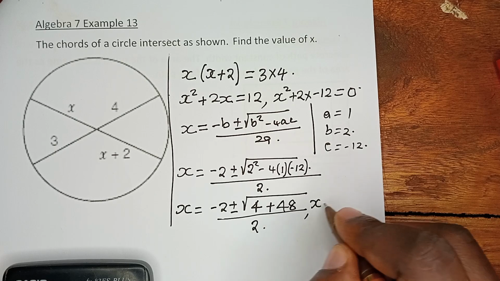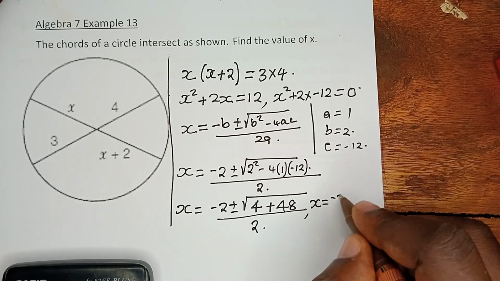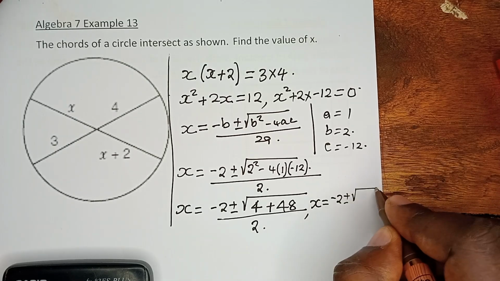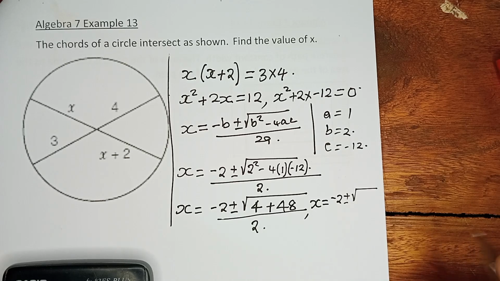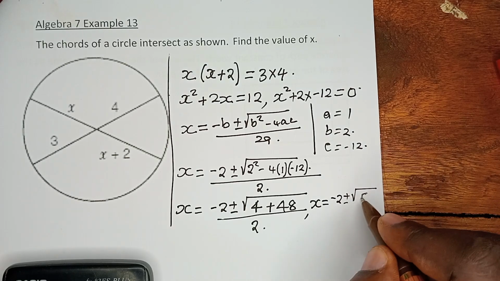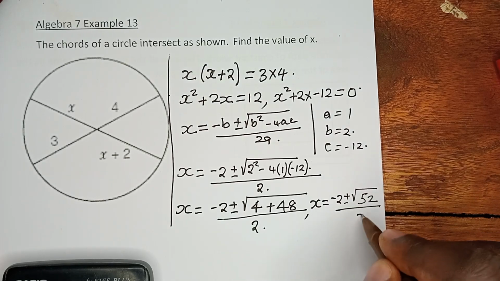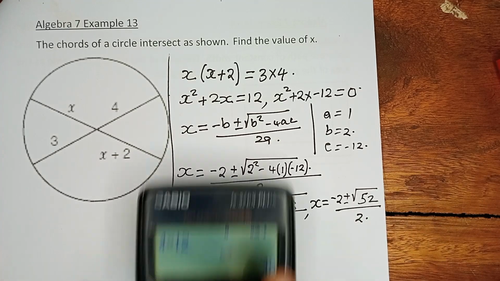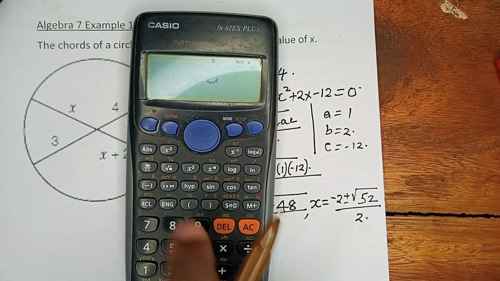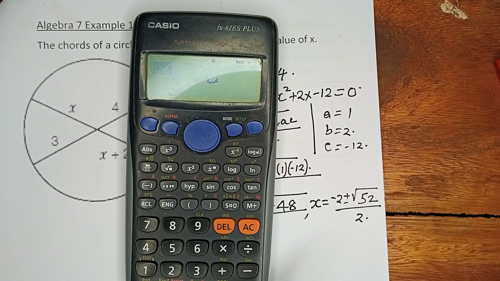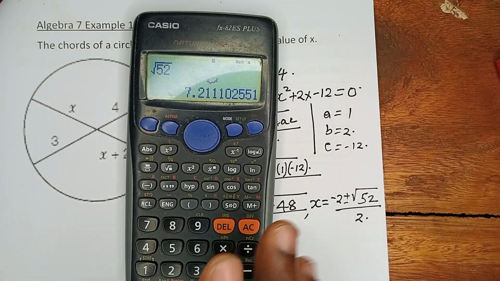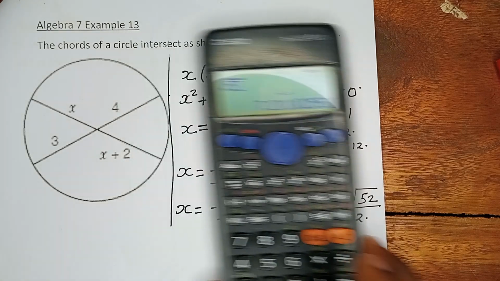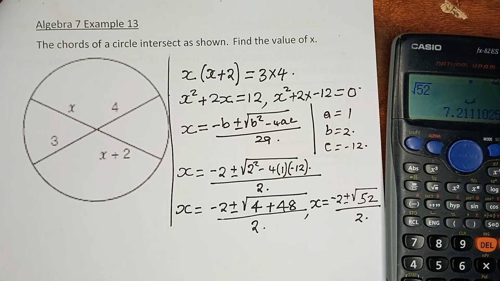But what is x now? Minus 2 plus or minus the root of what? 48 plus 4, the square root of 52. Everything over 2. What is the square root of 52? The root of 52 equals 7.211.